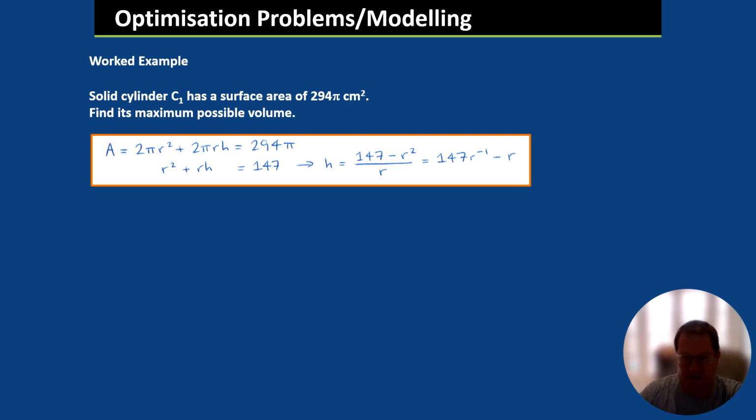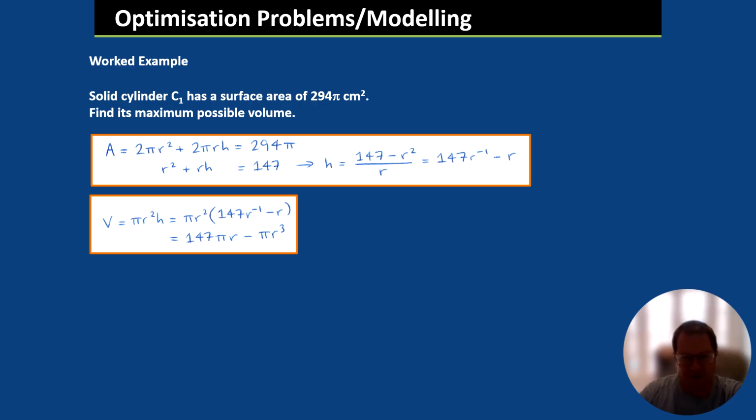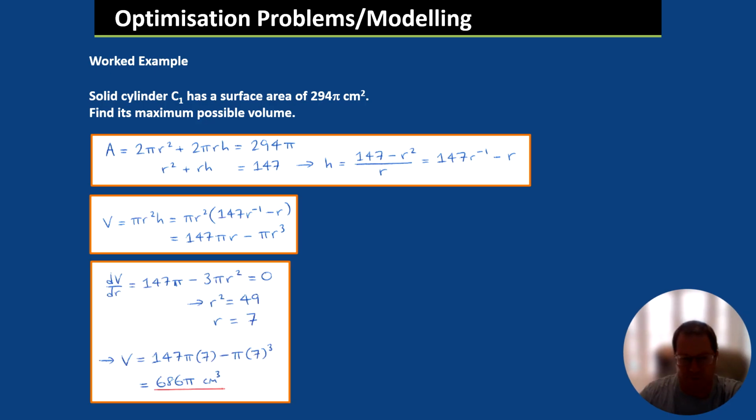The volume of a cylinder is given by pi r squared h, so substituting our expression for h, we get 147 pi r minus pi r cubed, from which dV by dr is 147 pi minus 3 pi r squared. We put that equal to 0, because again we're looking for the maximum. Divide through by 3 pi, we get r squared is 49, and r is 7. Of course it can't be negative 7 because it's a radius. And then substituting 7 back into our volume formula, we get an answer of 686 pi centimeters cubed.